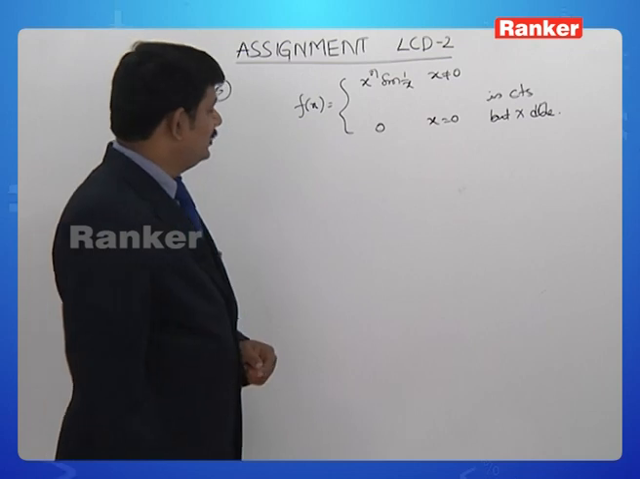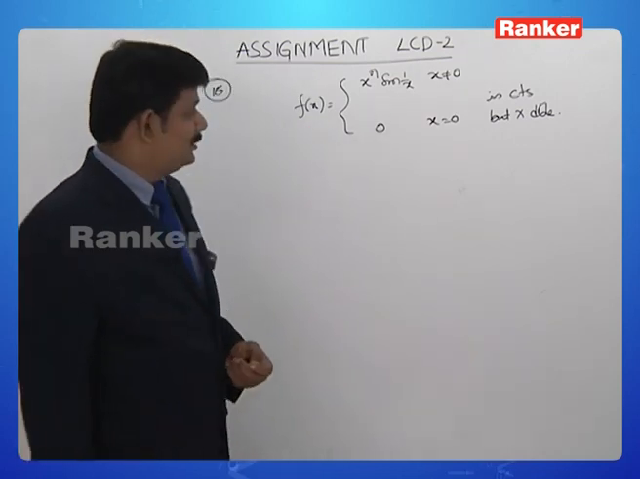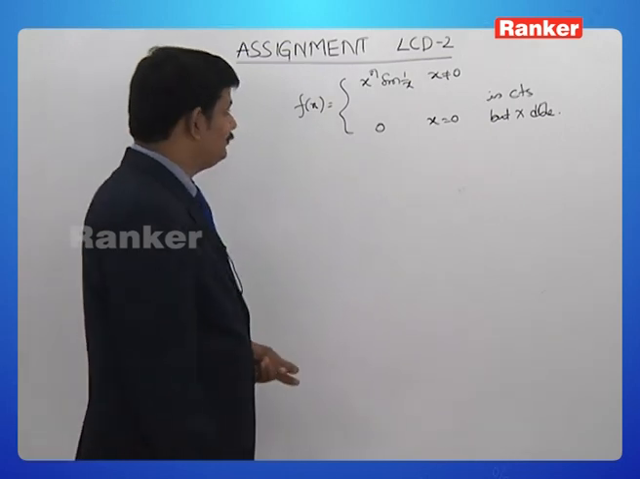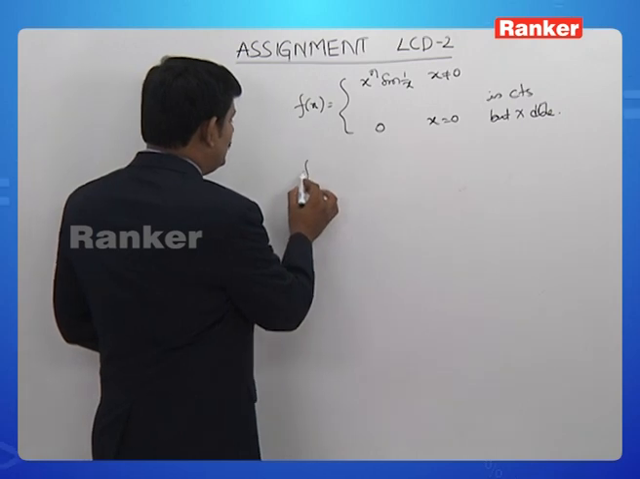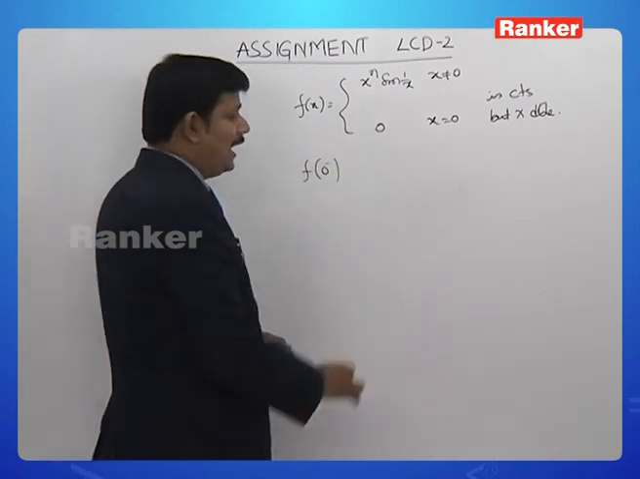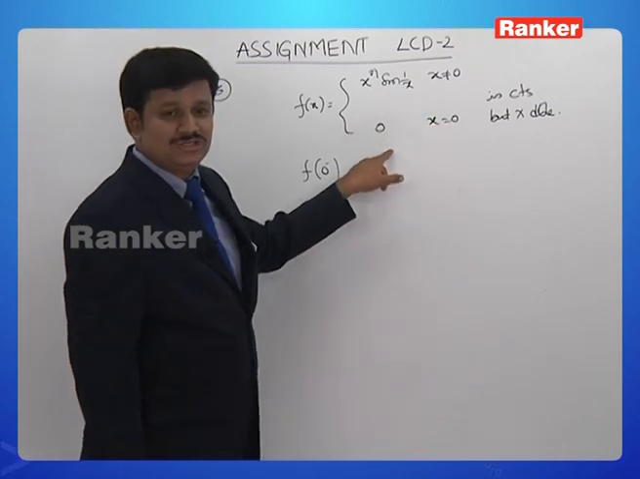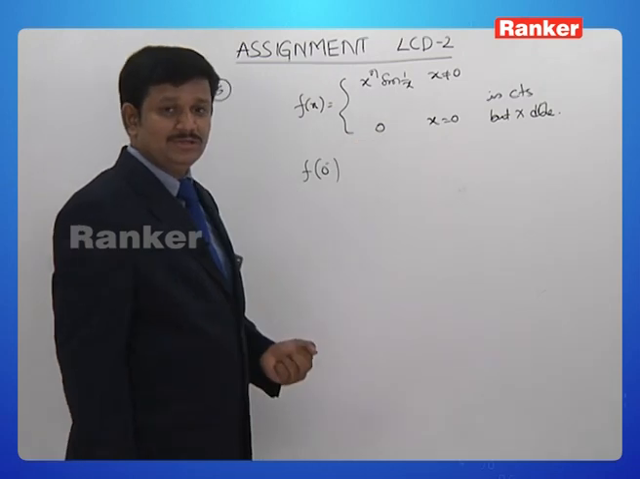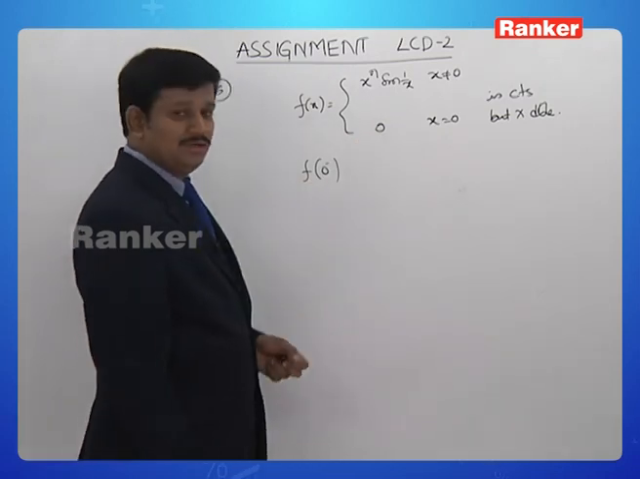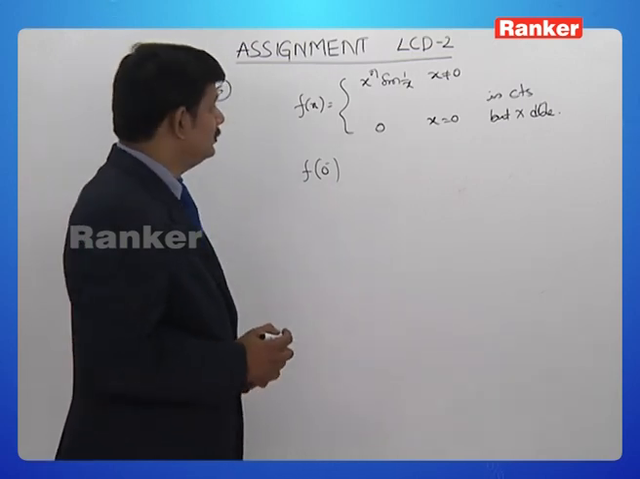So, we have to find for what values of n this function is continuous but not differentiable. Now, for the function to be continuous, f of 0 minus and f of 0 plus should be equal to f of 0, which is 0. The functional value at 0 is given to be 0, and f of 0 minus and f of 0 plus should both be equal to 0.